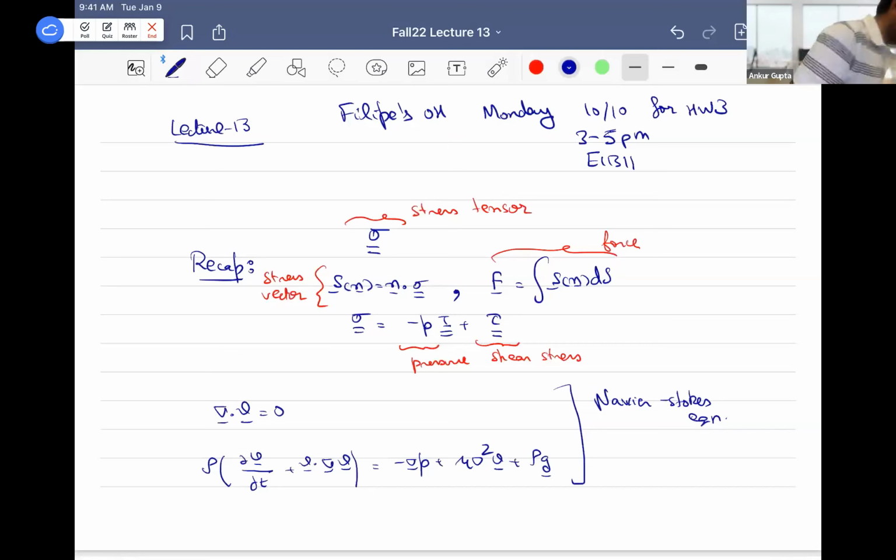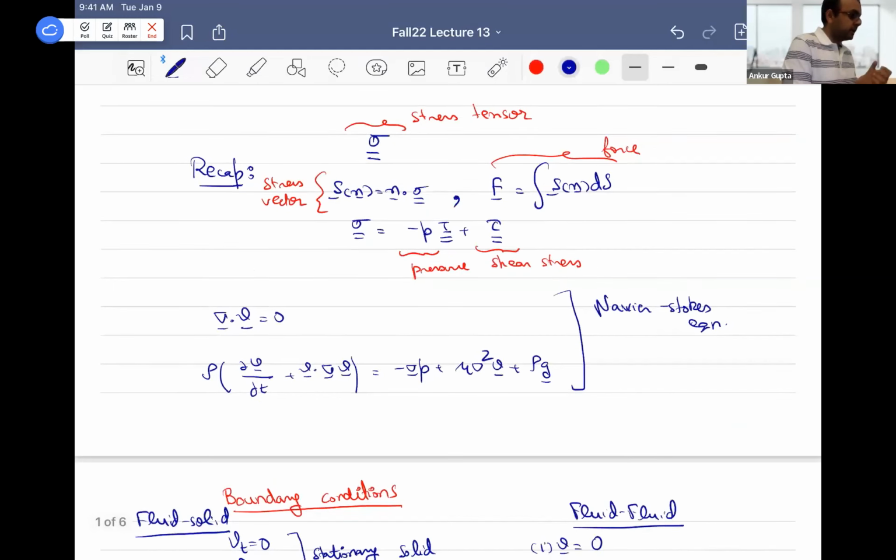Okay. So let's carry on with our discussion from last time. A quick reminder: we have been discussing stress tensors, then the stress vector, which was Sn equals n dot sigma. And then force is actually the stress vector integrated over the entire surface. So if I'm asking you to calculate force, which is what we will do today a couple of times, it's actually integrating the stress vector over the area.